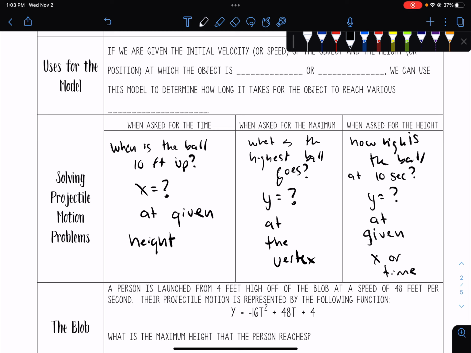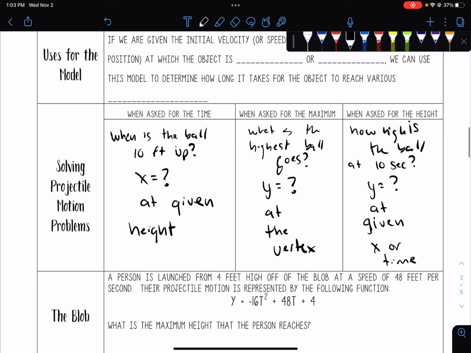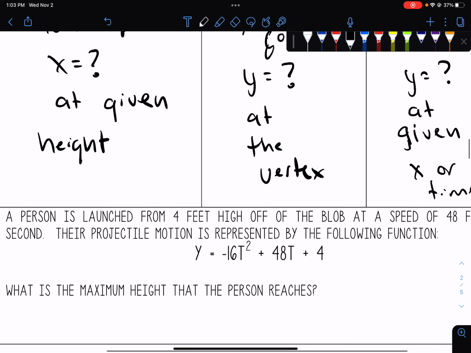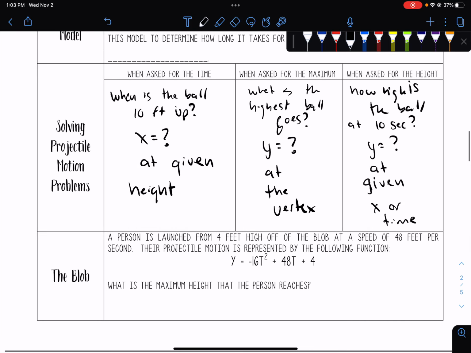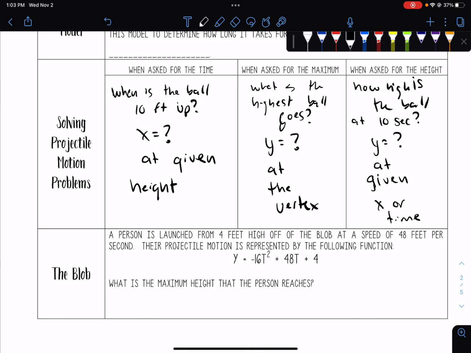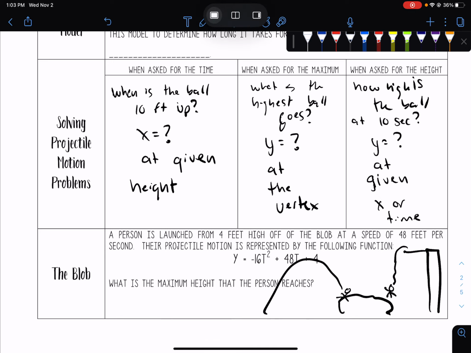So maybe let's look at one of these. A person is launched from, oh, I love this question, the blob. A person is launched from 4 feet high off the blob at a speed of 48 feet per second. So the blob, I'm sure you've seen videos. It's a great big blob. They usually have a person laying on the end of it. And then up here on some tower is another person. And they jump off, they land on the blob, and this person gets launched into the air. Okay, that's what a blob is.